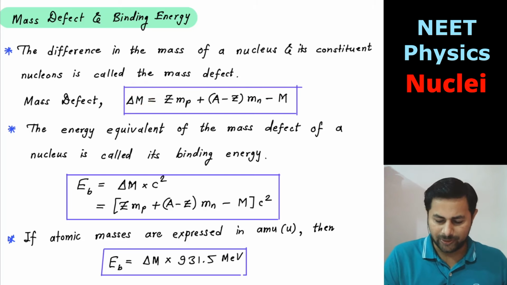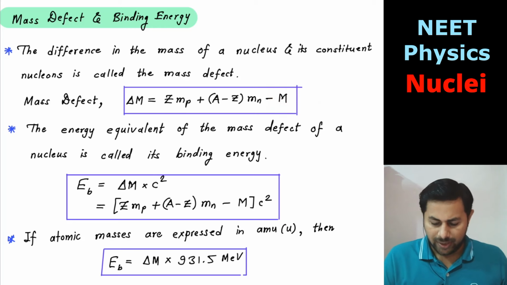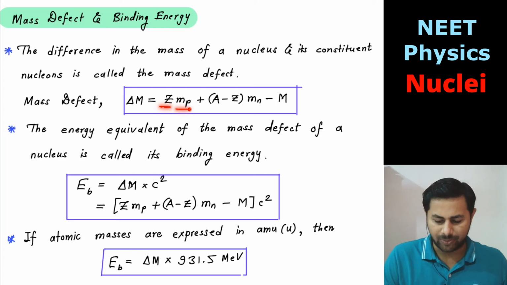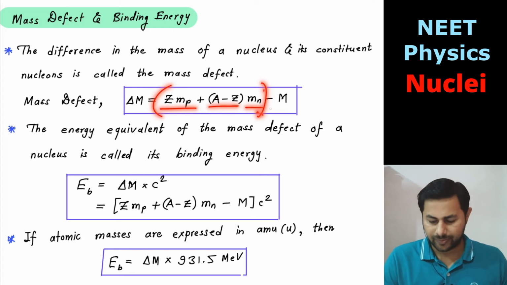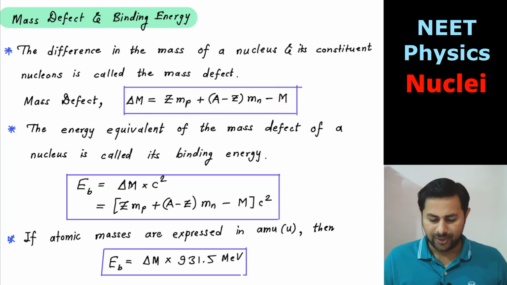Suppose m is the mass of the nucleus, and this is the collective mass of protons and neutrons: Z into mass of proton plus N times mass of neutron. N can be written as what? A minus Z, we know that. So Z into mass of protons plus (A minus Z) into mass of neutrons, this is the total mass of nucleons, minus the mass of the nucleus is known as mass defect, right?